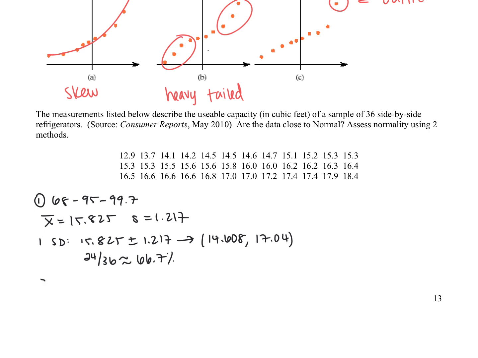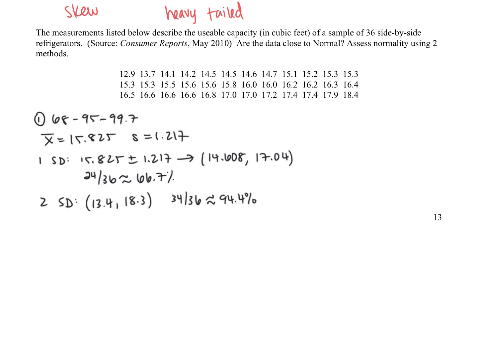Then you would do two standard deviations. So same idea, take the mean, add 2 standard deviations, and subtract 2. You get 13.4 and 18.3. If you count up, that's 34 out of the 36 numbers, or about 94.4%. So far we're pretty well in line with the 68, 95, 99.7. It's not going to be exact. Should be pretty close, but it's not going to be exact in all likelihood.